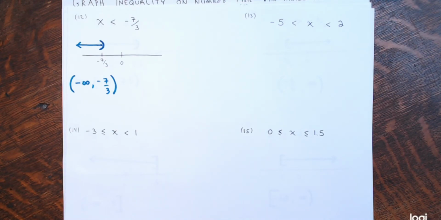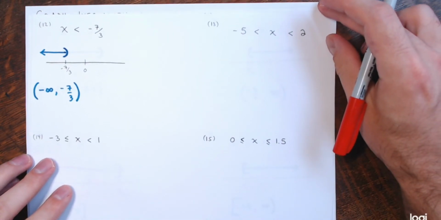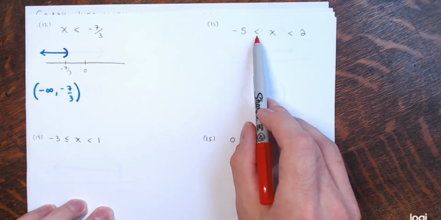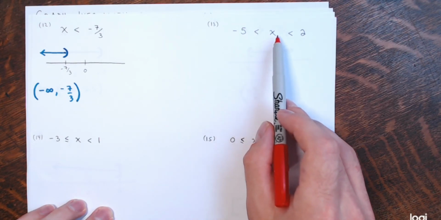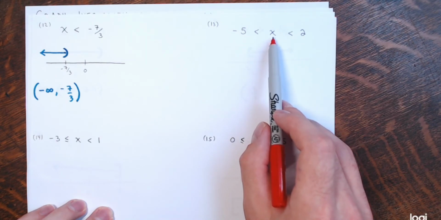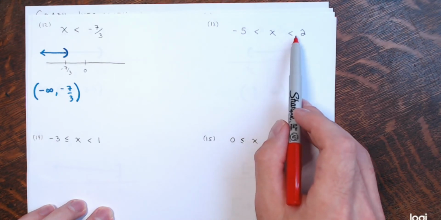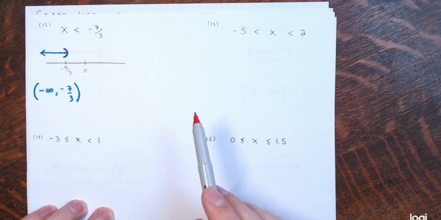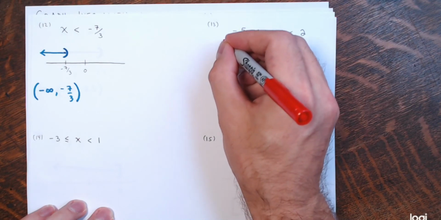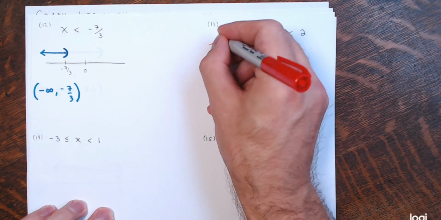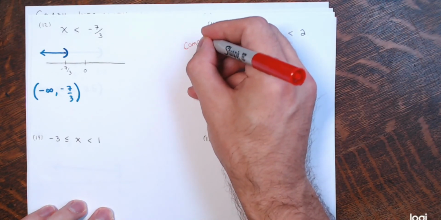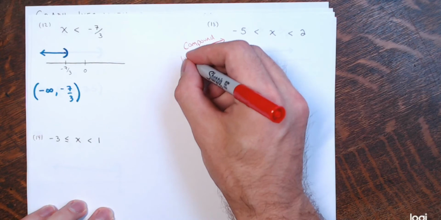All right, finally we're getting into something interesting. So example 13. See how I have negative 5 is less than x, and at the same time x is less than 2. This is two inequalities written as a single inequality. Another name for that, two inequalities combined to make a single inequality, is a compound, right? A compound inequality.